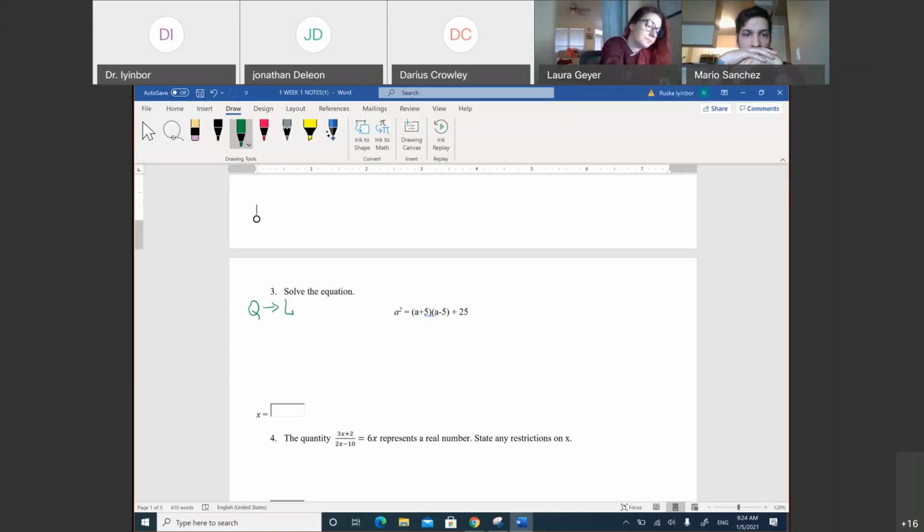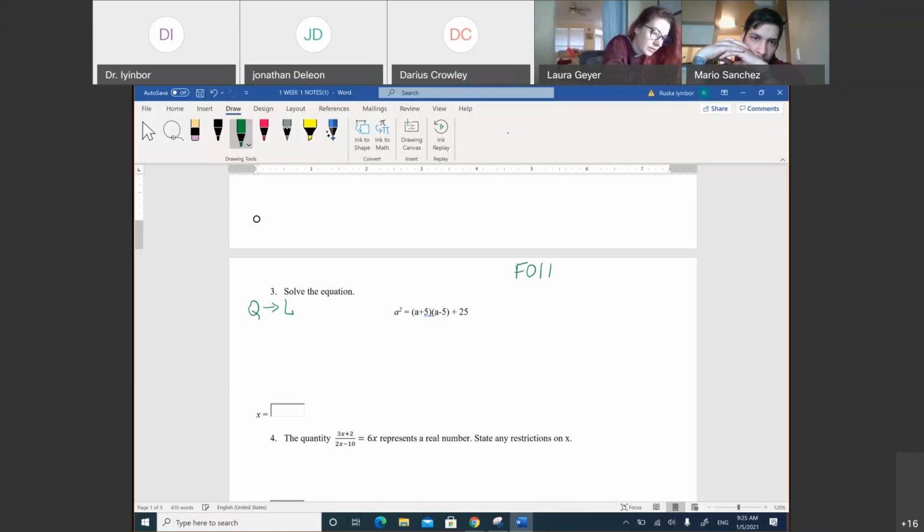The first step here, we have to do the parentheses. So we're going to do (a + 5)(a - 5). We're going to multiply that, and how do you multiply? We're going to use the FOIL method. The FOIL method is this.